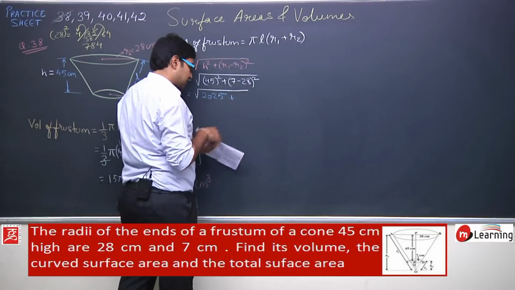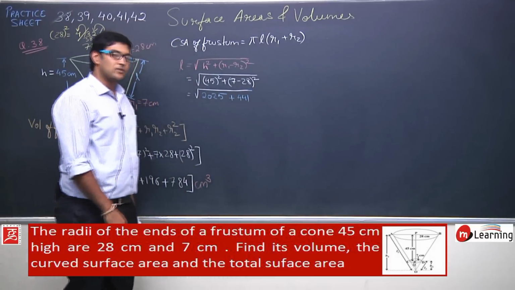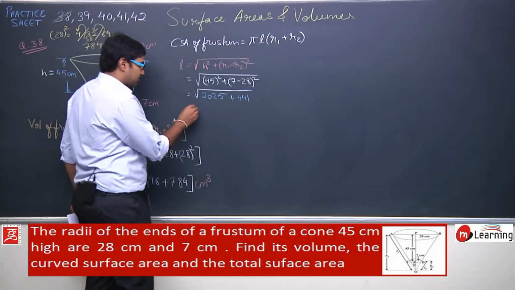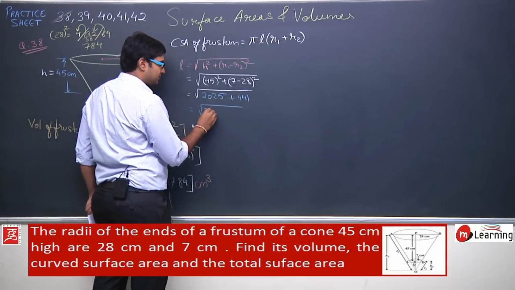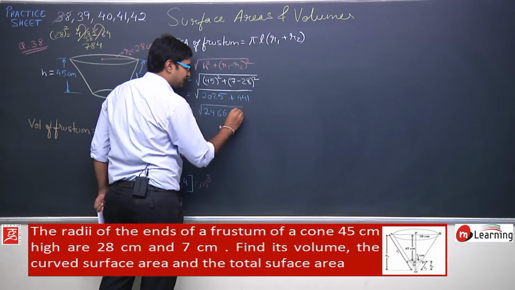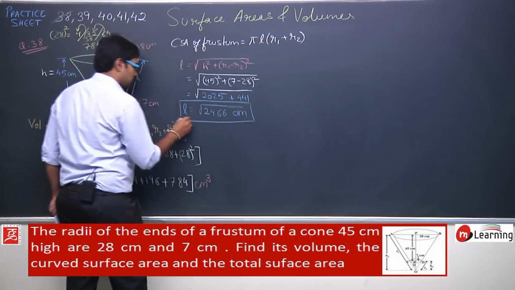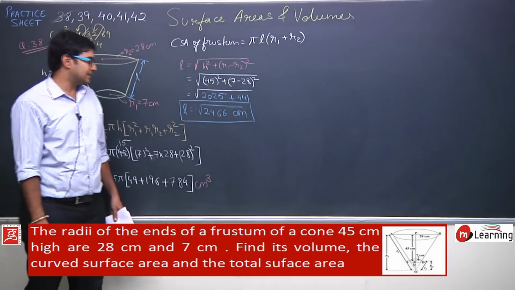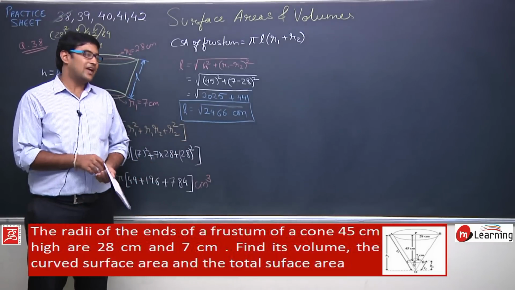Square of 21 is 441. Okay. So you will get square root of 2. Now let us add this. This will give you 4, 6 and this is 6 in centimeters. So the slant height is 2466 centimeters. Okay. Now we have the slant height.